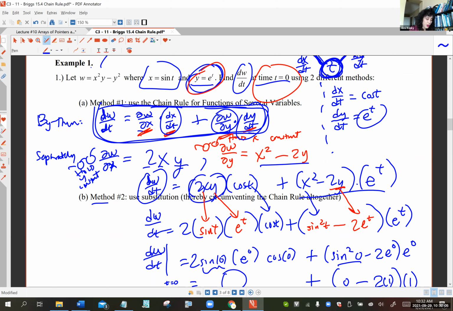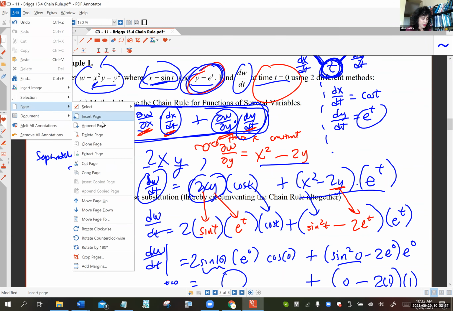The way we're going to start with method 2 is look at your w and notice you've got x's and y's in there. Let's do the substitution right now. In other words, everywhere you see x, you'll substitute sine t, and everywhere you see a y, you'll substitute e to the t. And then w will just be a function of t. So if they want dw dt, we'll just use all our knowledge of taking derivatives from Calc 1, and we'll be done. So I need some room.